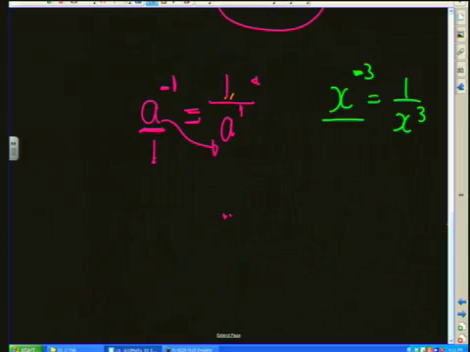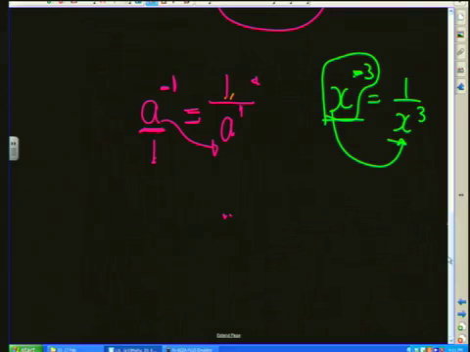Okay, my negative power was in the numerator. To make it positive, I took it to the denominator. The whole base, the whole power, so the whole thing. We didn't leave the x in the numerator and take the 3 down or do the other crazy things that I have seen being done.